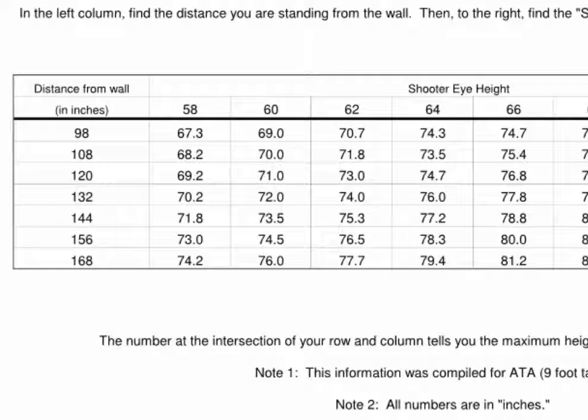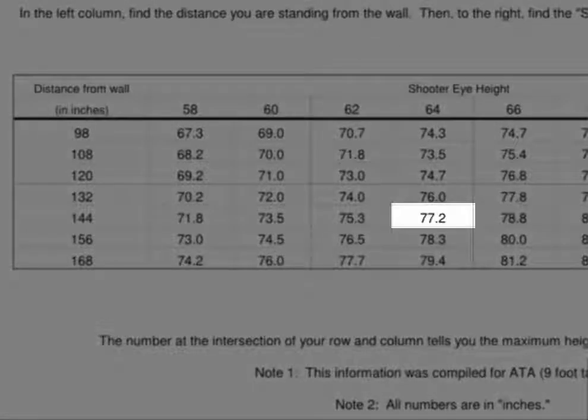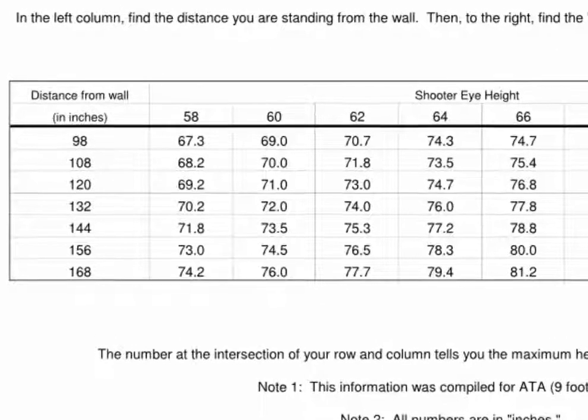So all you have to do in order to determine the height of the highest target flying on your wall is find the intersection of the distance you are standing from the wall and the shooter's eye height. So in my example of 144 inches away from the wall, let's suppose I select that my eye height is 64 inches, and therefore the highest target for ATA trap targets, and these are for 9-foot high targets, would be 77.2 inches. And so it's that simple.